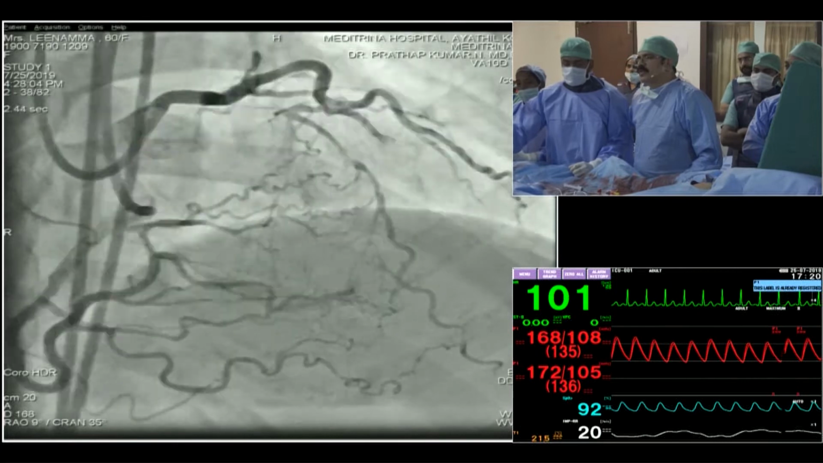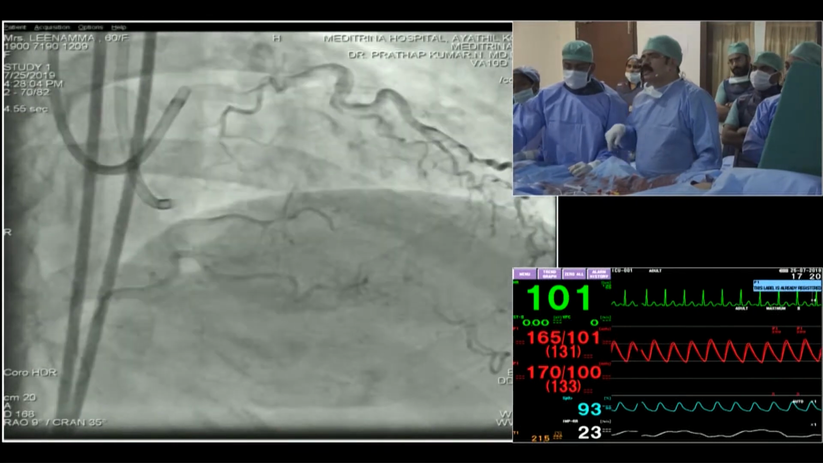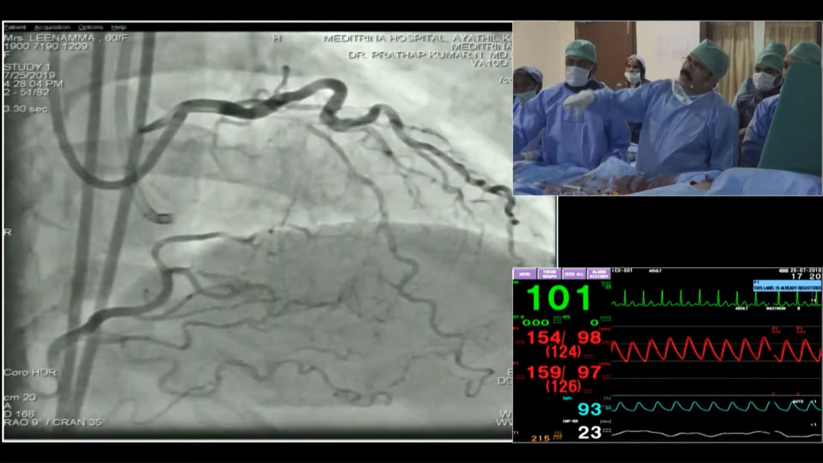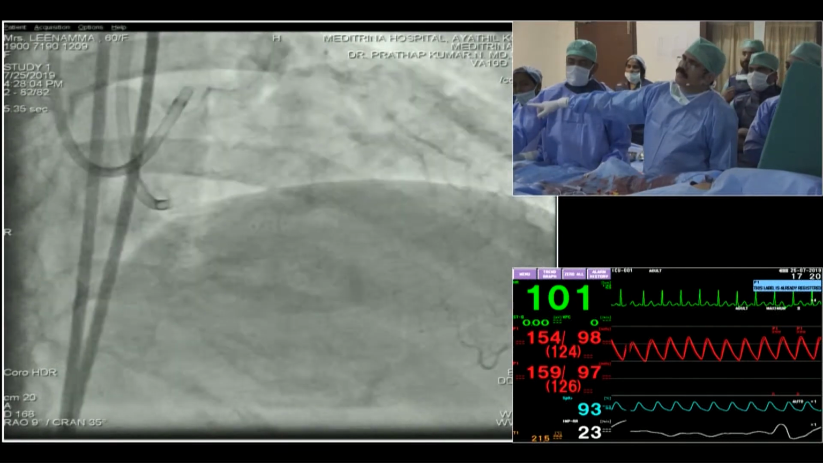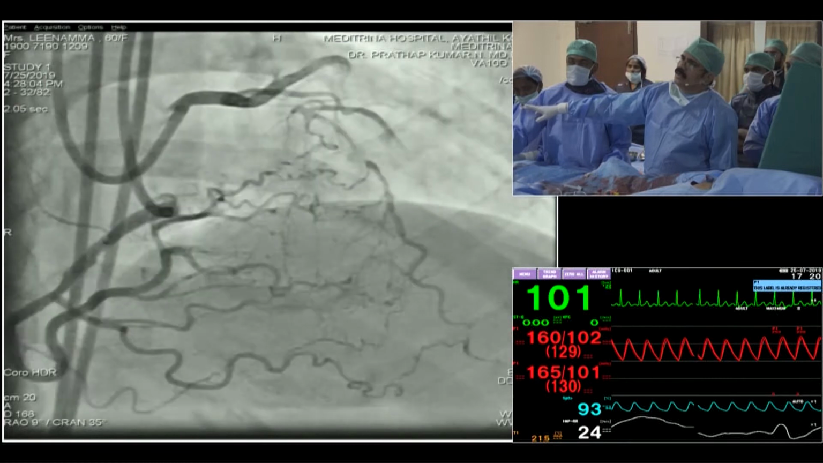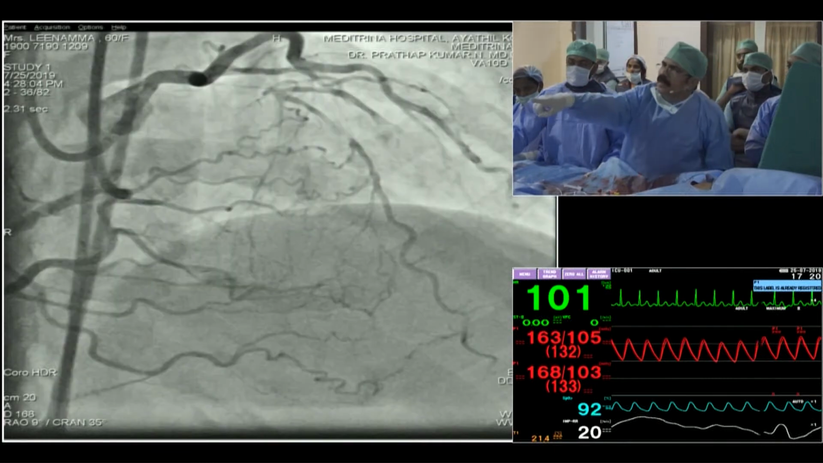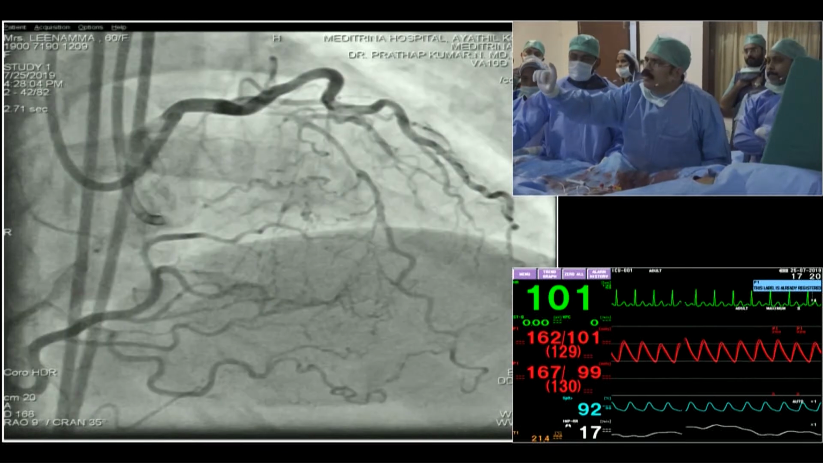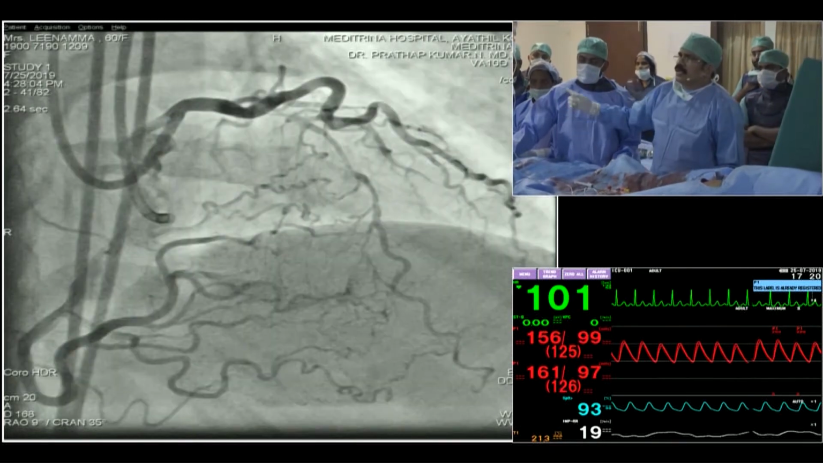Since it is an attempted one, we tried with the retrograde. There are multiple collaterals here. We can see a septal collateral going up. Can you just freeze it? There is a connection from the PDA, a small branch coming up and connecting, but there's a doubtful connection in between. Then go next.